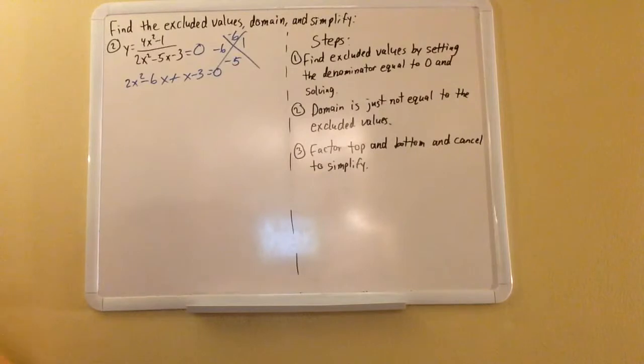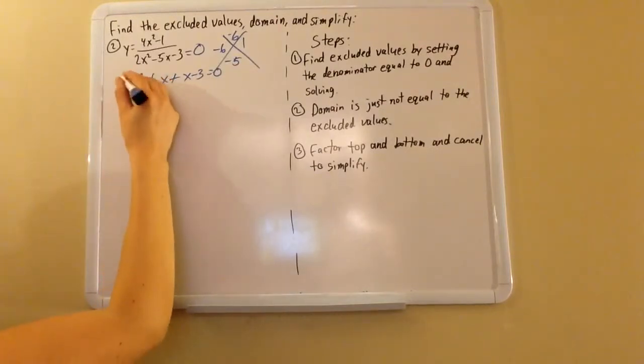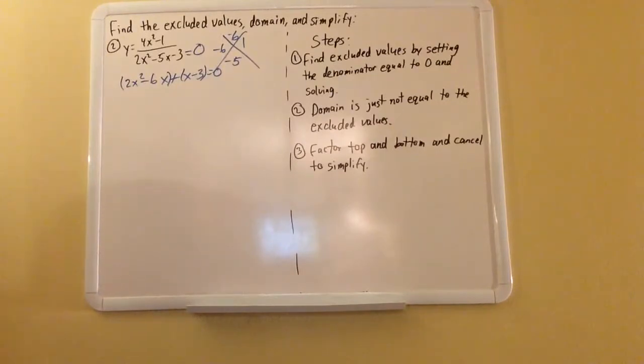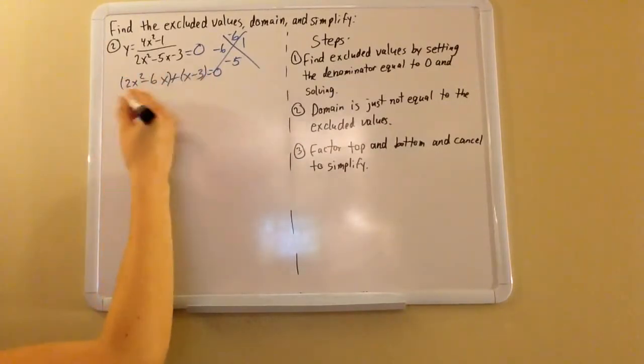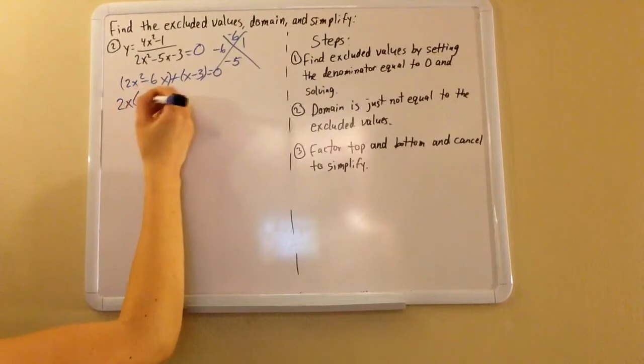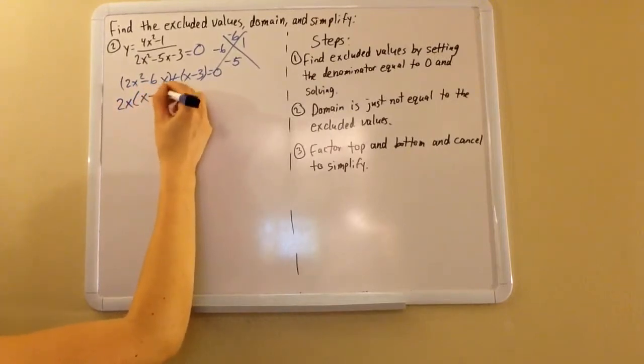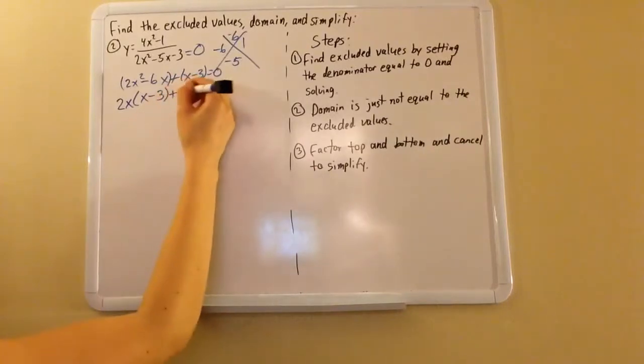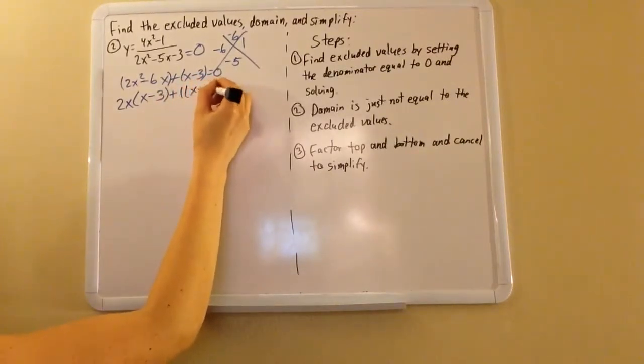From here, you group the first two together. So we're grouping the first two and the last two together. And I'm taking out what they have in common. So these two have a 2x in common, so I take that out. And what's left is x minus 3. These two don't have anything in common, so it's just really a 1. And I still have that x minus 3.